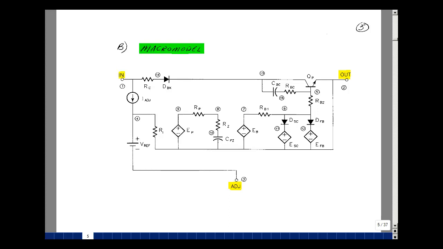This lesson deals with the SPICE macro modeling of the LM117 adjustable voltage regulator. You can find these notes in the ECE402 ebook in Chapter 8 starting on page 5. This particular model is one that I invented.